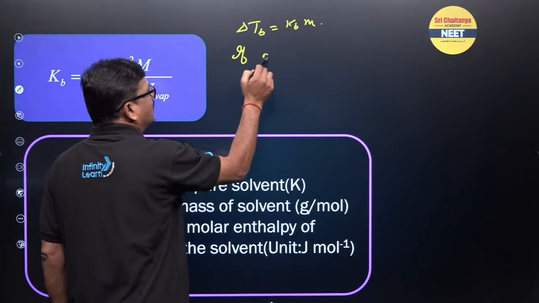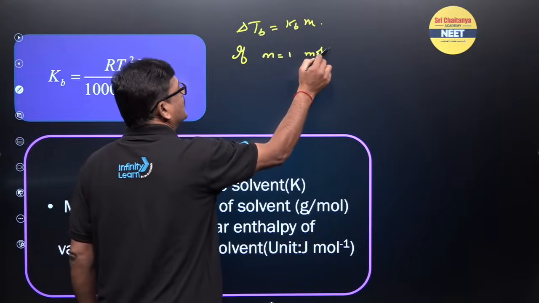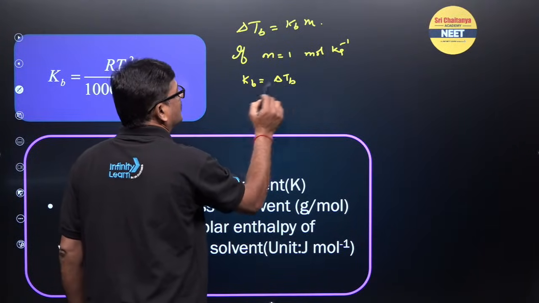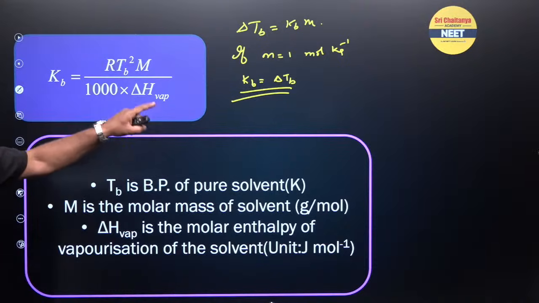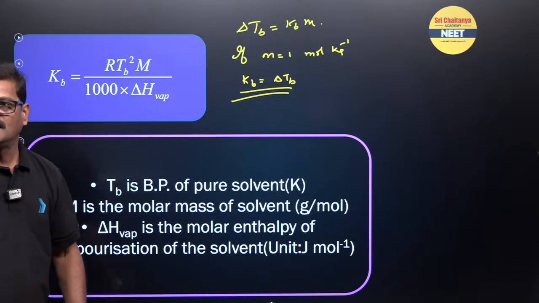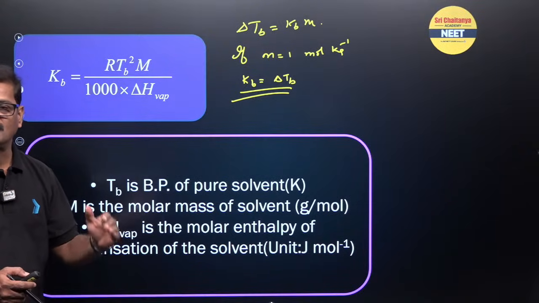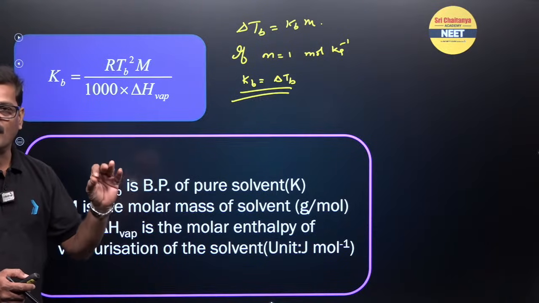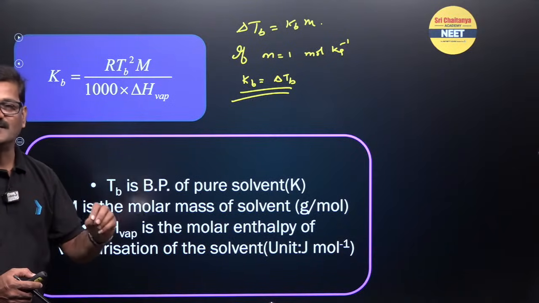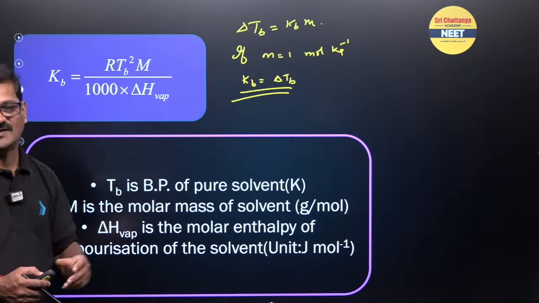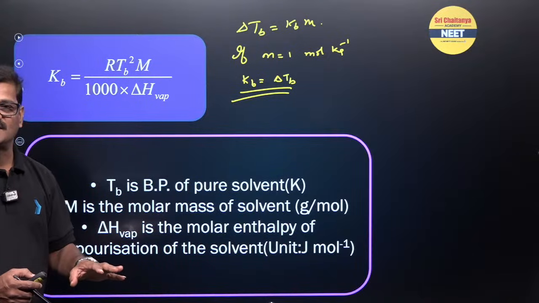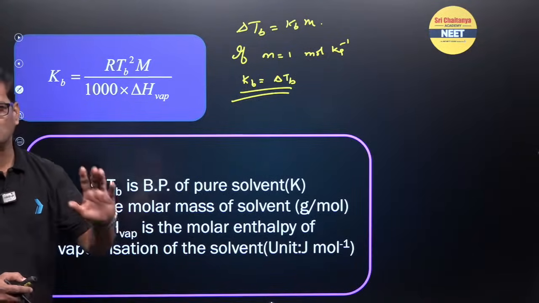So if molality is 1 mole per kg, then Kb is equal to delta Tb. Based on this, definition-based questions will ask for the definition of this molar boiling point constant. The molar boiling point constant is defined as the boiling point elevation for a solution made by dissolving 1 mole of a solute in a kg of solvent, right? Otherwise, the molar elevation constant observed for a 1 molar solution.